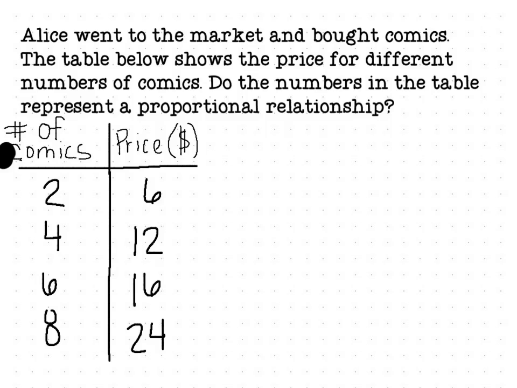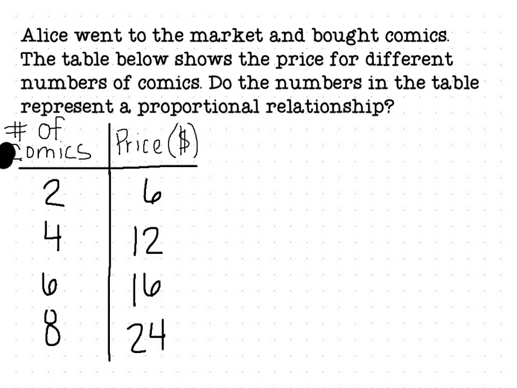This video is for the tiny group working on proportional relationships in tables. We have our first problem that's on your notes here. Alice went to the market and bought comics. The table shows the price for different numbers of comics. Do the numbers in the table represent a proportional relationship?